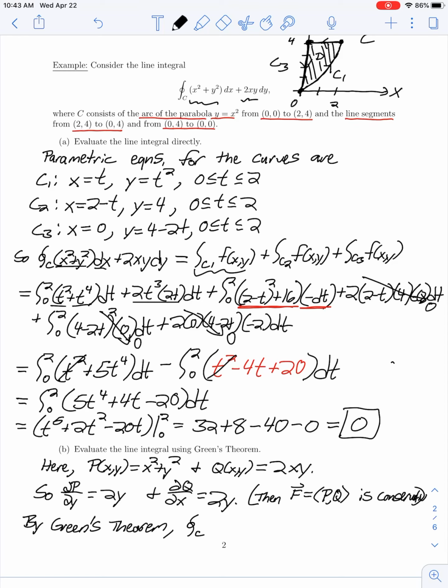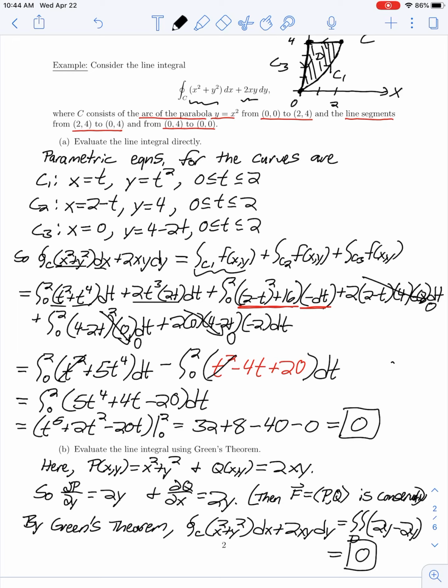the line integral of (x squared plus y squared) dx plus 2xy dy over this closed curve C would be the same as the double integral over the region D of the partial derivative of Q with respect to x, which is 2y, minus the partial derivative of P with respect to y, which was also 2y. And we're left with a double integral of 0, which gives us 0, the same value that we found in part A, but for much less work.